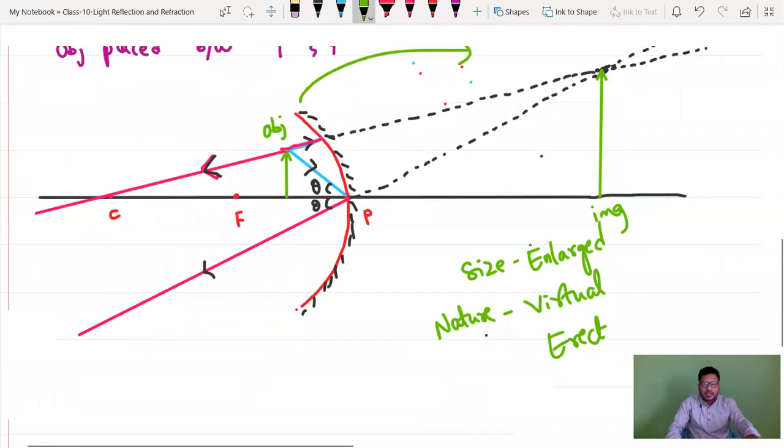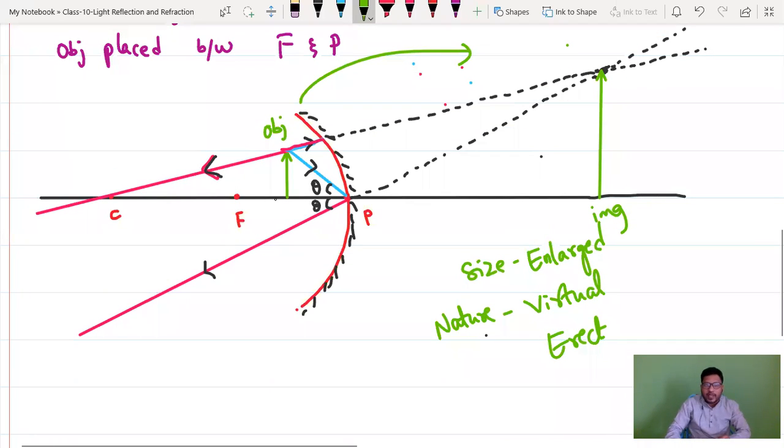So it is quite simple. The object is placed in between F and P, and from the object we cannot draw a parallel line, because that reflected ray should cut the object. That is not possible. So what we can do is, the first line you can pass through P. After touching the pole P, that reflects back with the same angle, and you can draw an imaginary line for the first reflected ray like this.